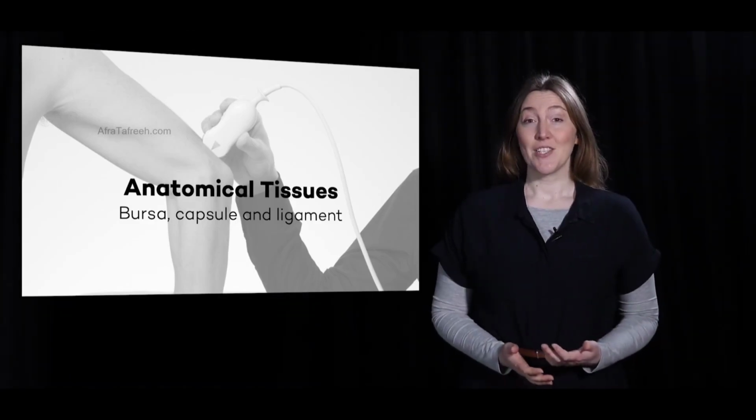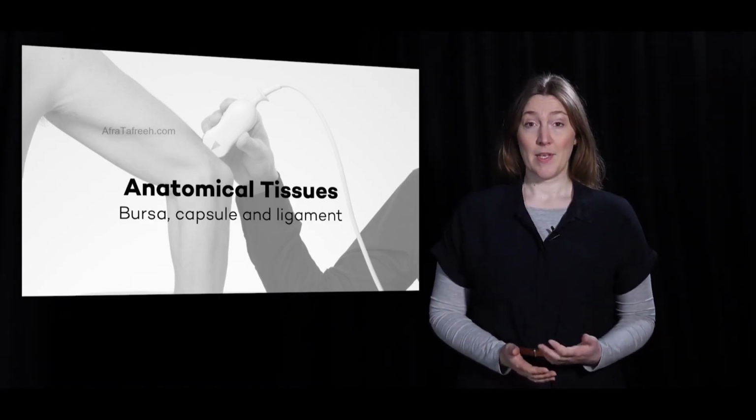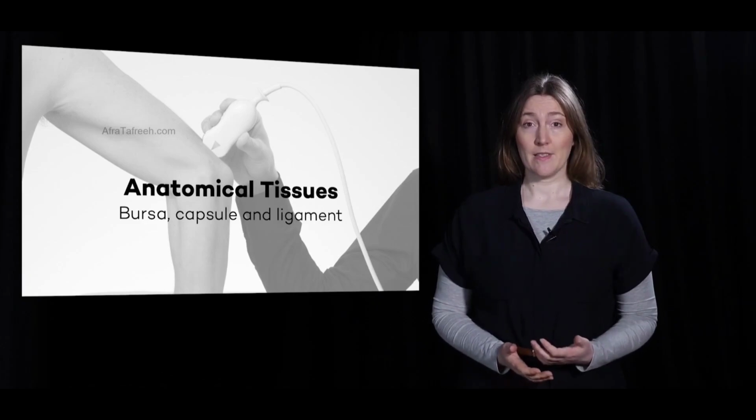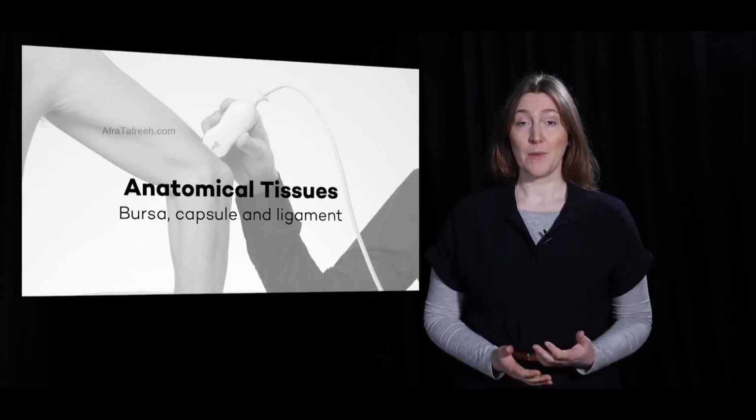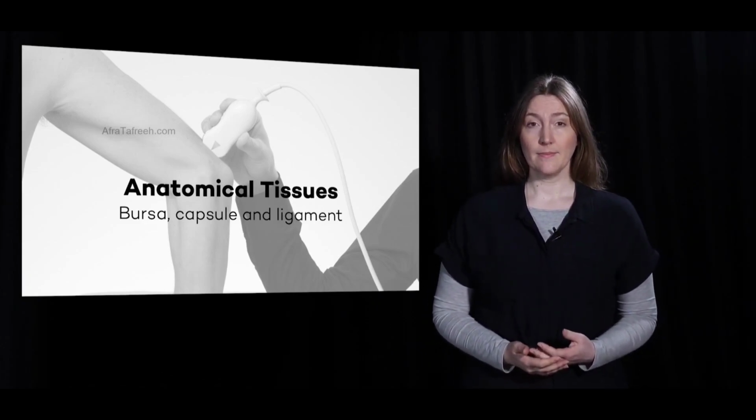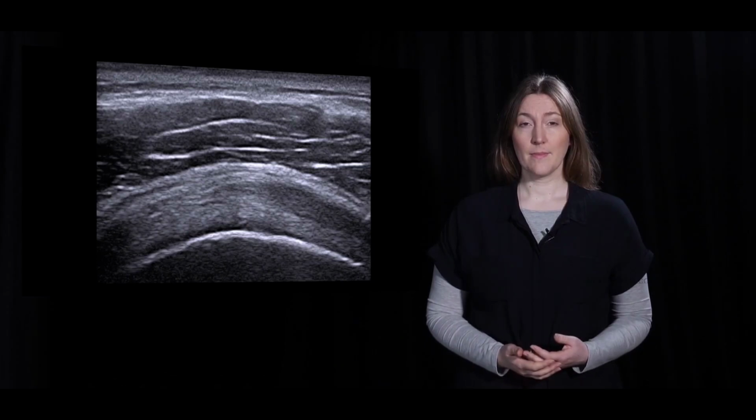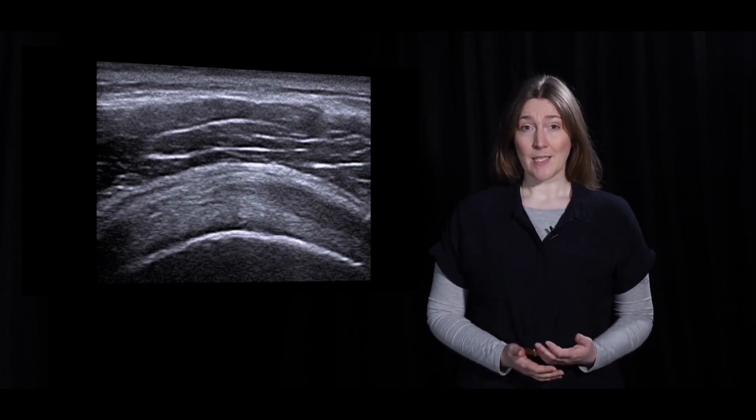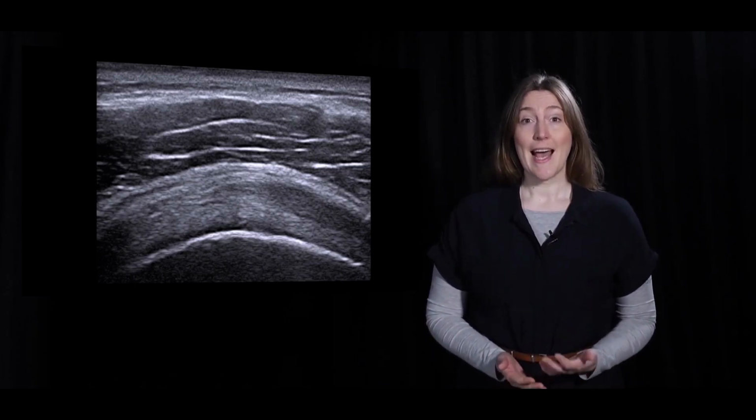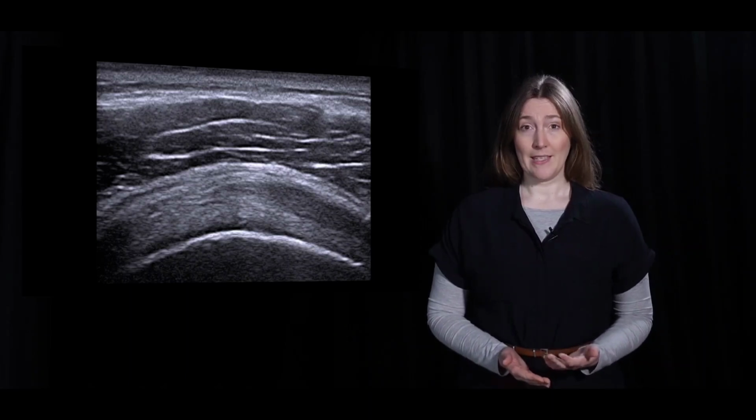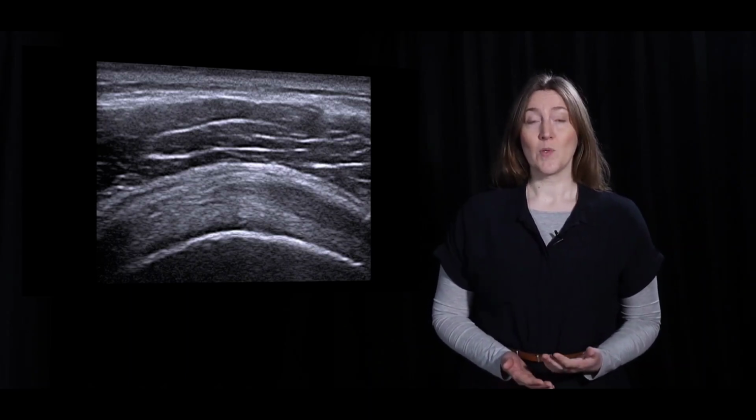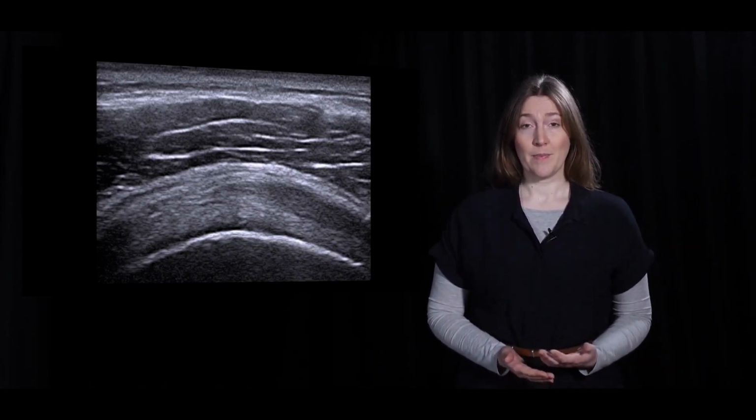The goal of this presentation is understanding how to recognise bursae, capsules and ligaments when scanning them with ultrasound. Discussing bursal anatomy in ultrasound is quite easy, as anatomical bursae cannot be seen or can only be seen as small details in an ultrasound image.